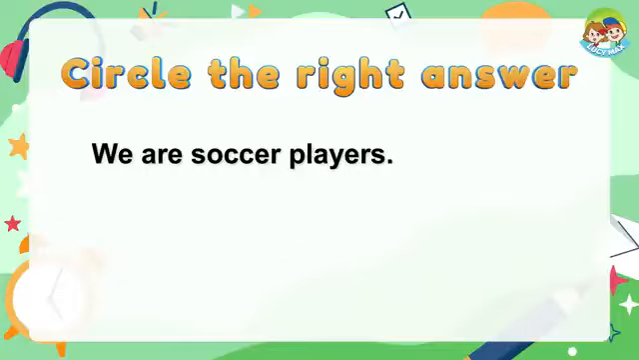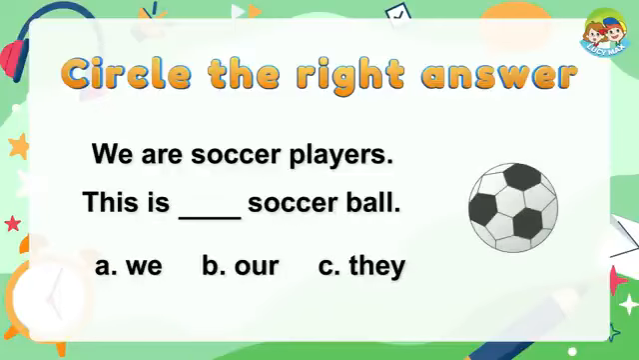We are soccer players. This is blank soccer ball. The answer is B, our. We, you, and other people. You say our. We are soccer players. This is our soccer ball.